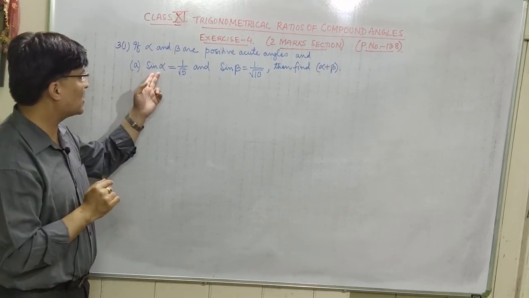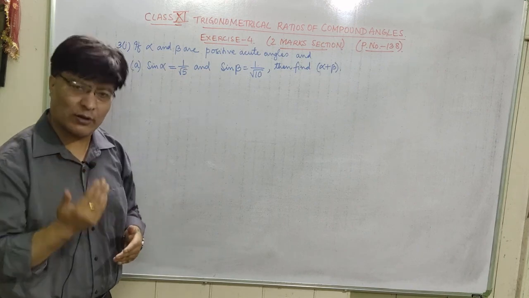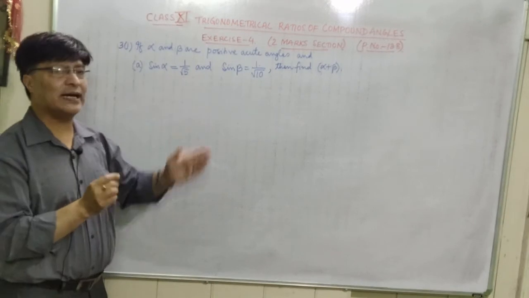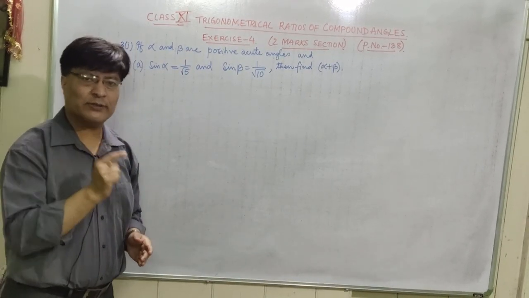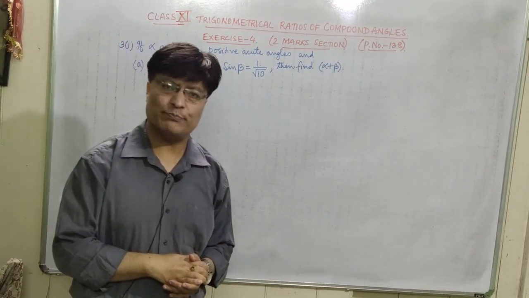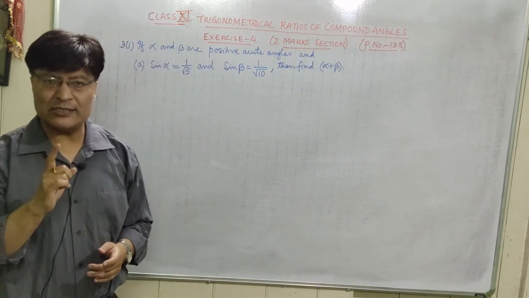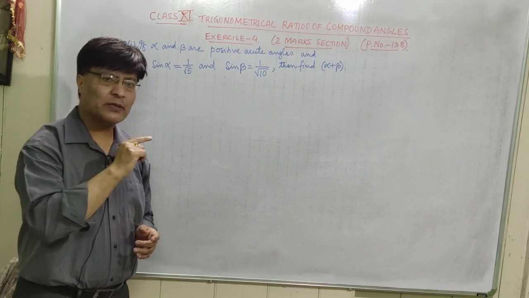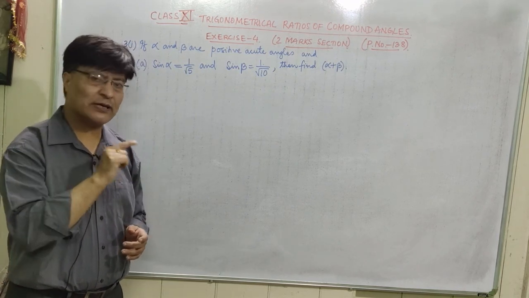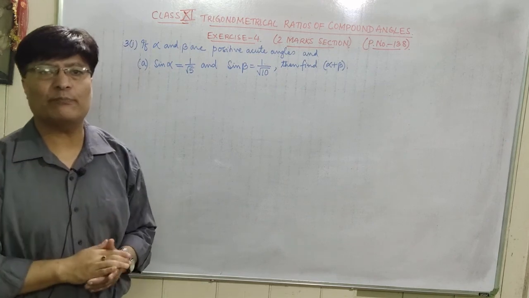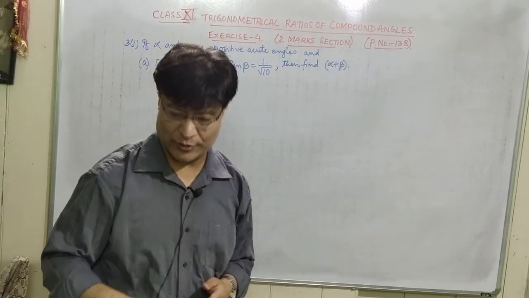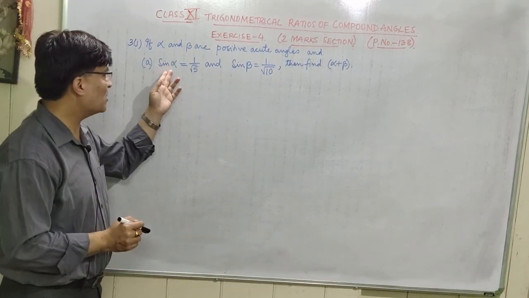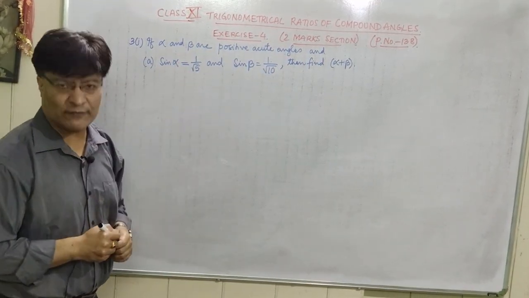So in the question, sine alpha and sine beta are already given. So you have to get the value for cos alpha and cos beta. Okay, since alpha and beta lie in the first quadrant, sine alpha, cos beta, sine beta, cos alpha, cos beta all are positive values. Okay, so let us find out first from sine alpha is equal to 1 by root 5. Let us find out cos alpha first.